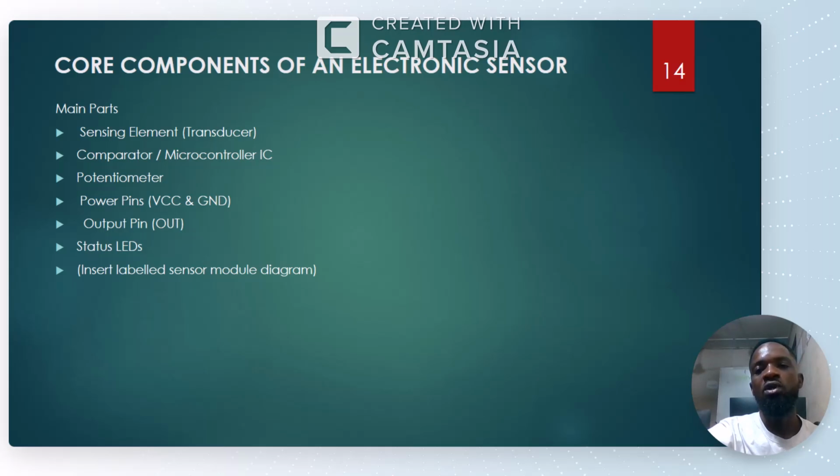Now these are the core components of what? Electronic sensor. So we have sensing elements, we have the comparator, or what we call the microcontroller IC. We also have the potentiometer. We also have power pins, VCC and GND. We also have the output pin, and then we have status LEDs.